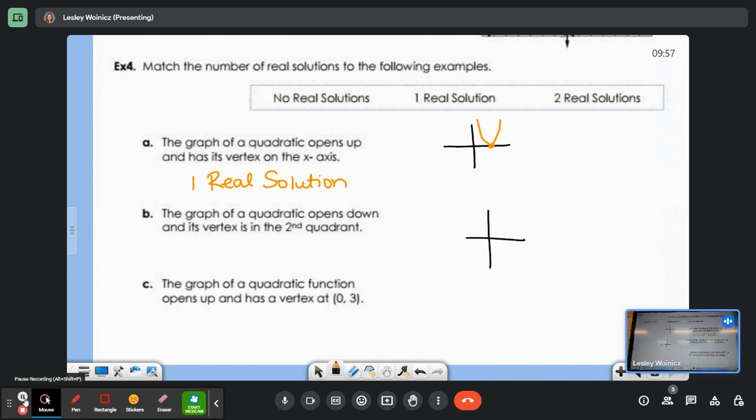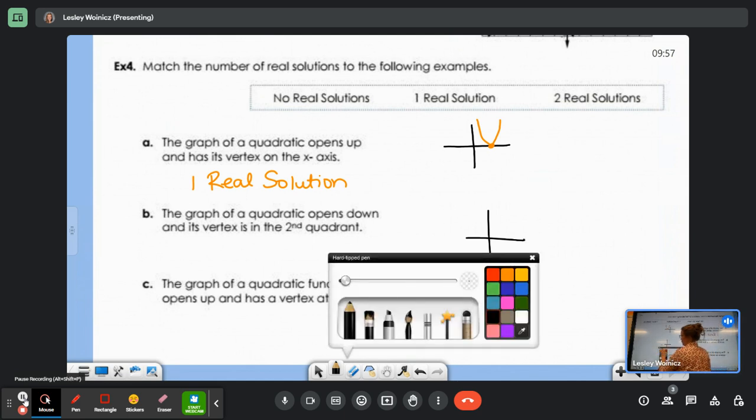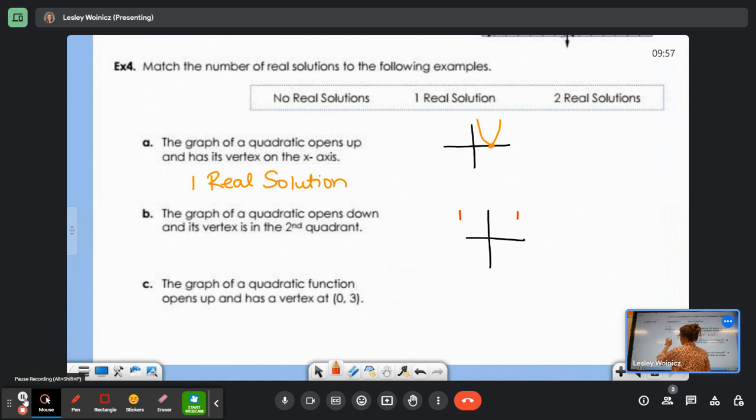We have a quadratic that opens down, but its vertex is in the second quadrant. So the quadrants go 1, 2, 3, 4. It starts in the top right corner and goes around like a C for calculus. So this one has its vertex in the second quadrant and it opens down. So it will cross the x-axis twice, once here and once here. Because obviously I can just extend my x-axis so that it hits that graph. It goes on forever. So we're going to say 2 real solutions.